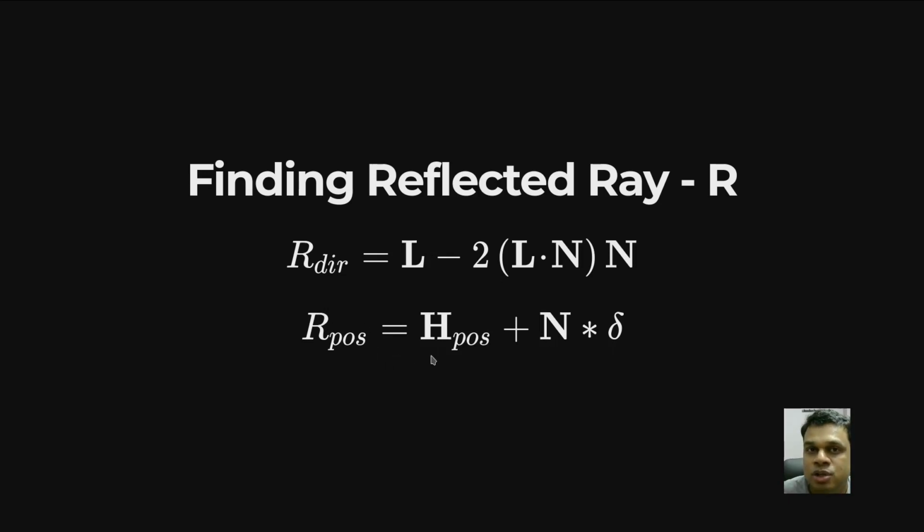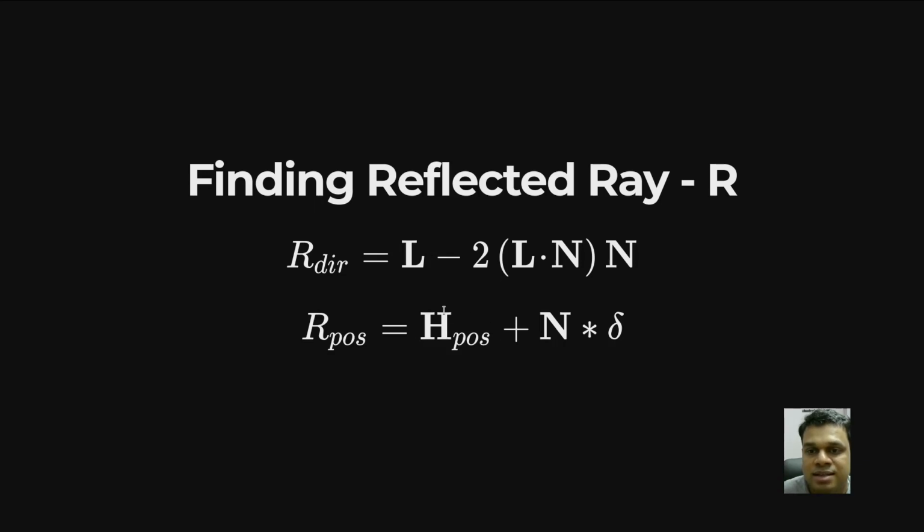Interestingly, the position of the reflected ray is the same as the hit position in theory, but we are adding this second term over here, plus N multiplied by delta, where N is the normal and delta is a very small number, like 0.0001. Why do we have the second term? The reason is quite simple.